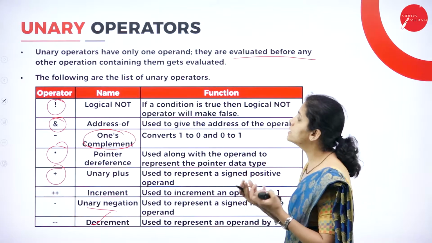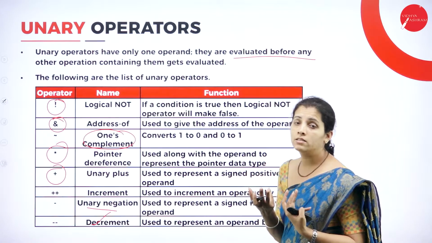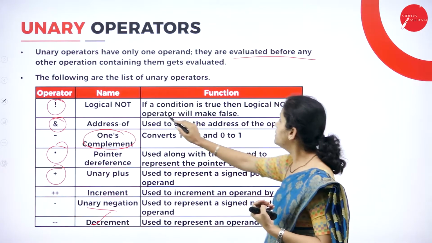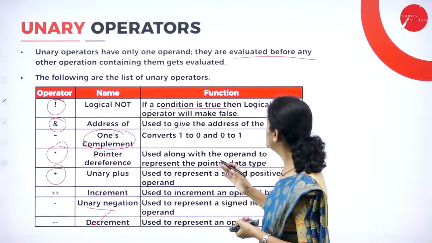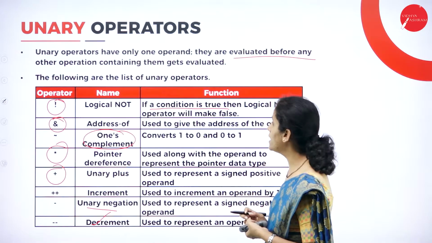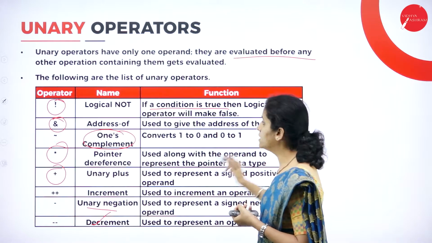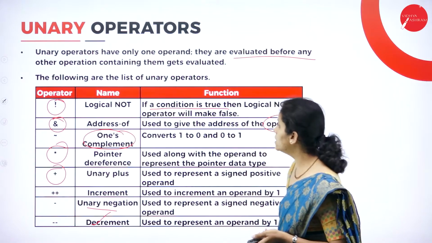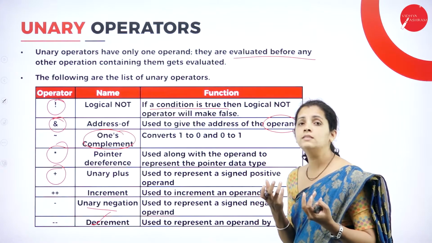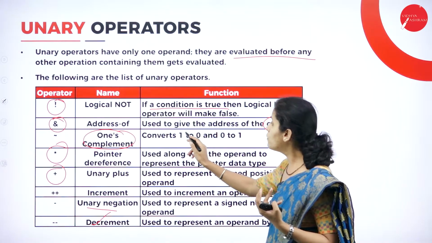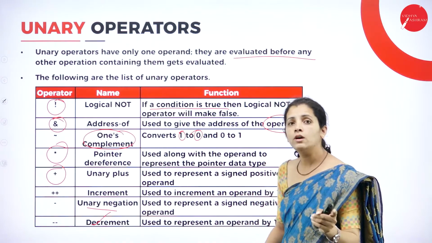So what is this logical not? For example, if the condition is true, then the logical operator is going to give the false result. And if I want to get the address of the operand, then I can use the address operator. Along with that, I can take the complement. So what is this complement? If I have 1, that should be written as 0, and 0 is written as 1.